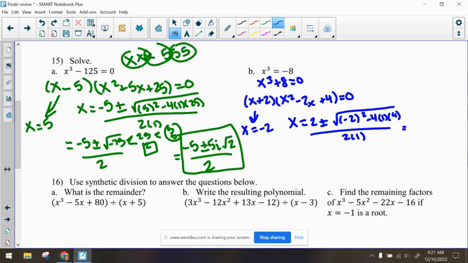So now as we simplify underneath the radical, -2 squared minus 4 times 1 times 4, we get -12 over 2. 12 can be 4 and 3, 4 can be 2 and 2, where the 2 will come out, 3 stays behind. So 2 plus or minus 2i root 3, because it was a negative number, all over 2.